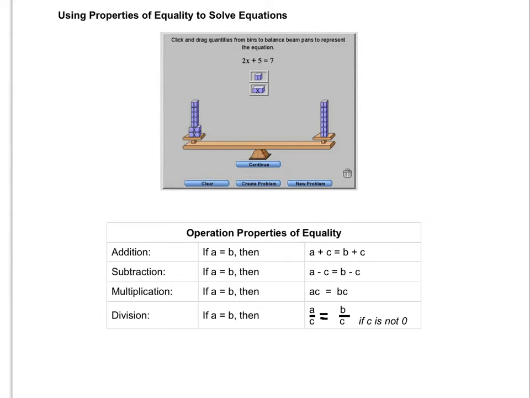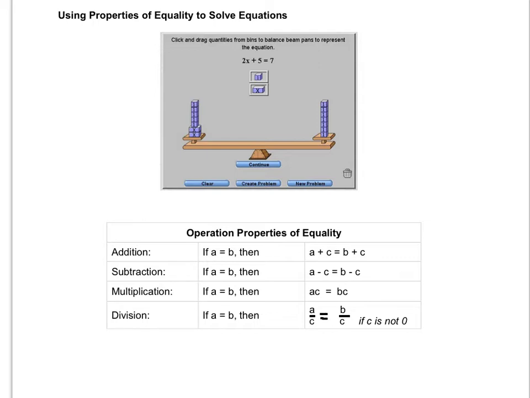Using properties of equality to solve equations. A balance scale shows that the weight on the left side of the scale equals the weight on the right side of the scale. We can use this idea to help us understand how equations need to be balanced.